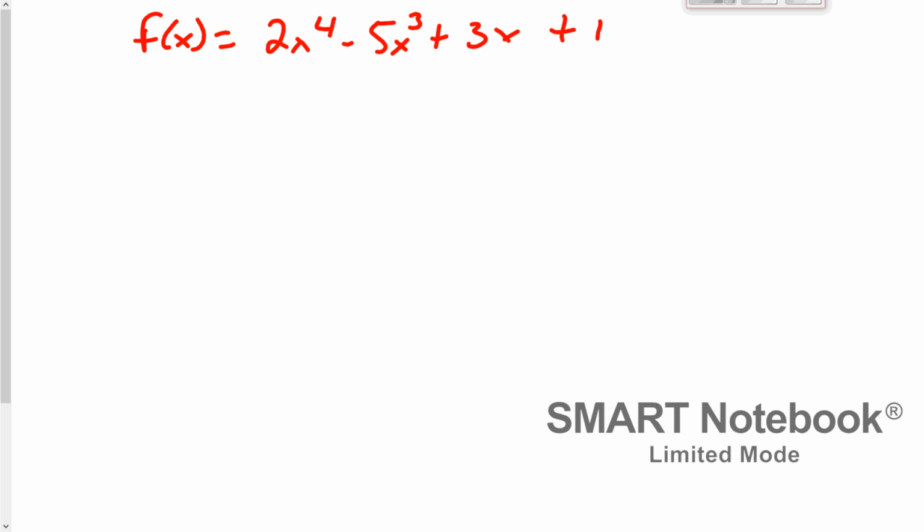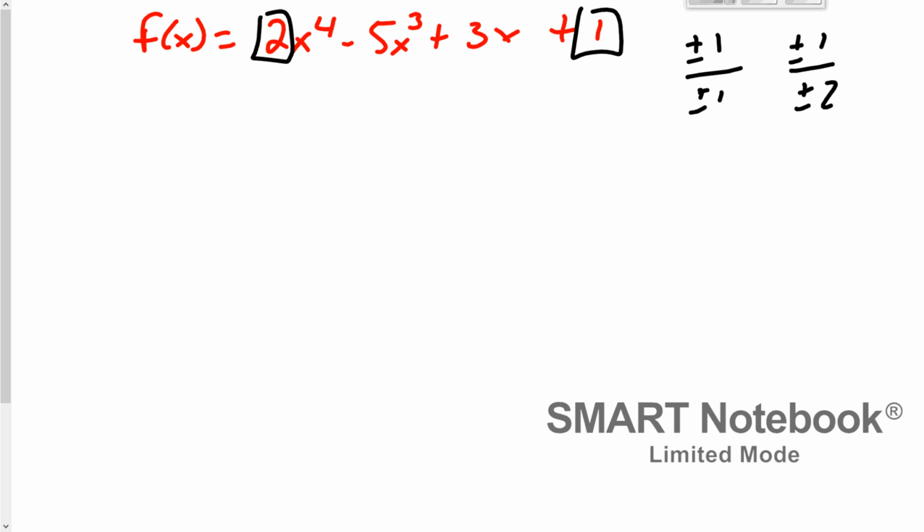Okay, so here's our polynomial 2x to the 4th minus 5x cubed plus 3x plus 1. So we're going to find our possibilities. That is taking all the factors of our constant, which is just plus or minus 1, and dividing by every factor of the lead coefficient. So I got plus or minus 1 divided by plus or minus 1, and then I got to take plus or minus 1 and divide by plus or minus 2. So my possibilities are plus or minus 1, and plus or minus 1/2.